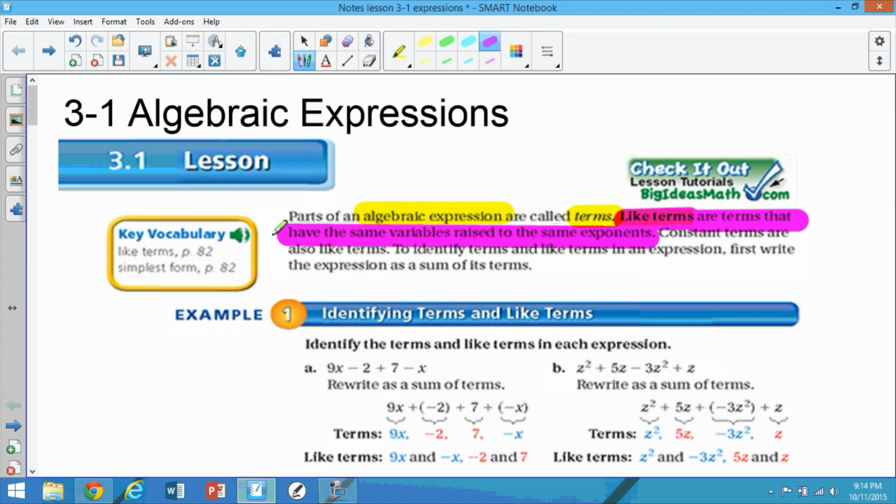Okay, so what that means is if you have an x and a 3 and a 2x, the x and the 2x are like terms. Okay, x, and we've talked about this before, x's go with x's and numbers go with numbers. This right here, in terms of a part of an algebraic expression, this, the 2, is called a coefficient.